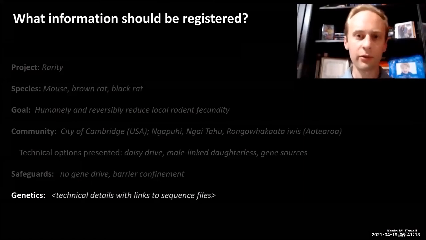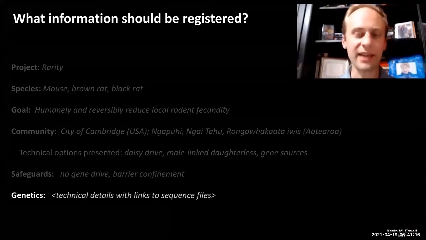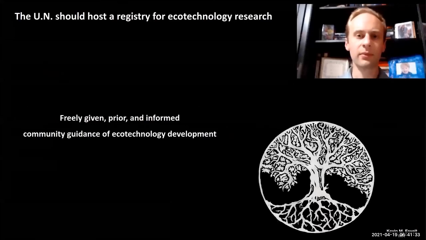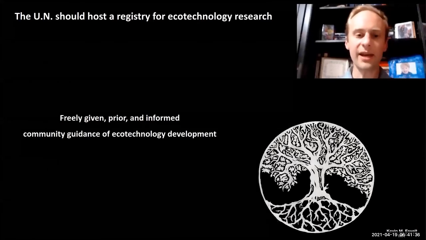And of course, we should have to disclose technical details on what we're proposing, because the only way to reliably determine whether it's safe is to invite anyone and everyone to scrutinize it and find out whether there are potential flaws. What might go wrong? By hosting a registry, the UN could ensure that we have freely given, prior, and informed community guidance of eco-technology development, because we all rely on the shared environment, and we all have an obligation to other living things to use our power as wisely as we can.